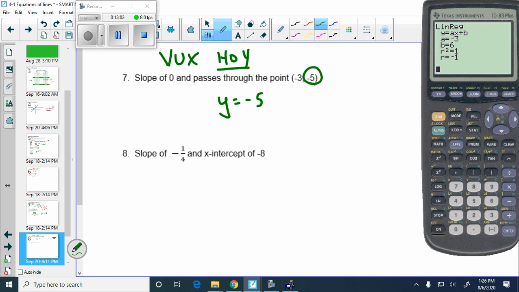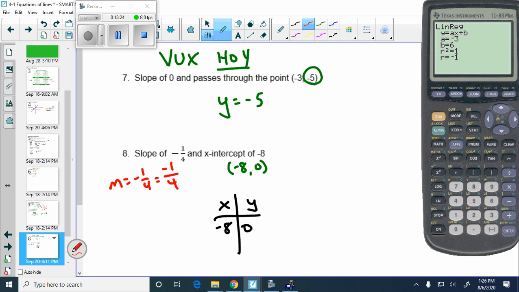Finally, number 8, the slope is -1/4, and an x-intercept is -8. That's -8, 0. So my table is -8, 0. My slope was -1/4. Now just decide where you want that negative. I'll throw it up here on top instead of out there in the front. And so that tells me the change in y is -1, but the change in x is a +4. So when I work that out, this is -1, this is -4.